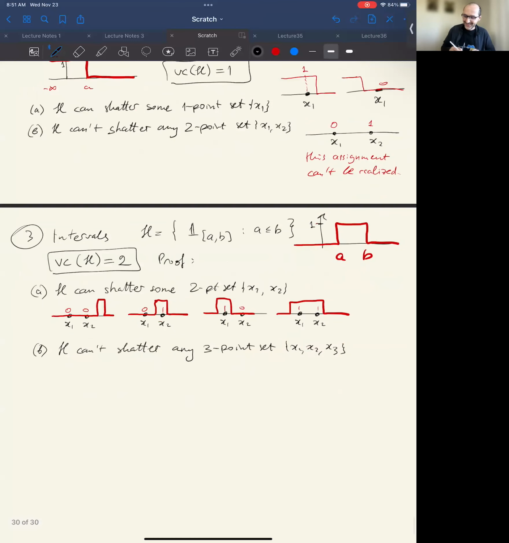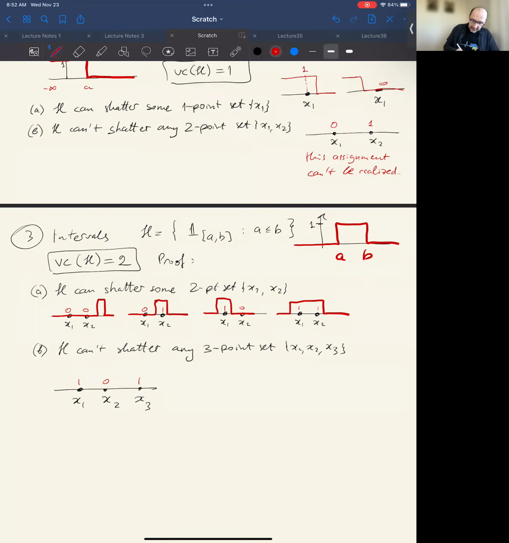Cool. Okay. But can it shatter any 3-point set? Okay, now I need your help, guys. Let's say I take a 3-point set, any of it. What's the label assignment? 1, 0, 1. 1, 0, 1, exactly. I think that's the only one, right? Yeah, that's the only one that it can't realize. 1, 0, 1.